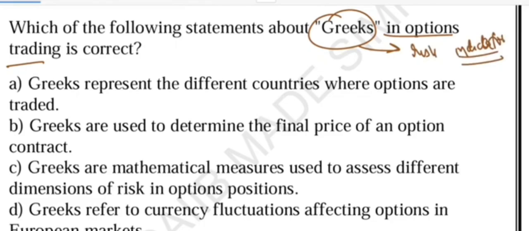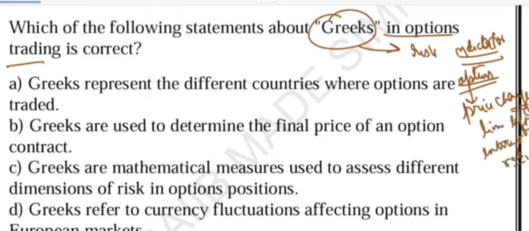Okay, so they help the trader understand how sensitive their option is to different factors. Yes, so basically this is how sensitive their option is to the different factors. What are the factors? Price change, this is one factor. Time left, this is another factor. Interest rate, this is the third factor. And market volatility, this is the fourth factor. So basically these are the factors, and the Greeks tell you how sensitive their option is to different factors.